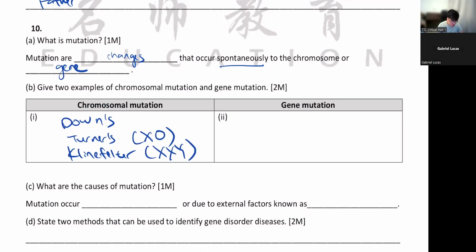And then gene mutation is your not so serious problem, like color blindness. You're colorblind. What else? You have hemophilia. Your blood cannot clot. What else? You have albinism. Remember what is albinism? That's when your body cannot produce that black color pigment. You just look white. You cannot be under the sun because you'll be sunburned, because there's no melanin protecting you.